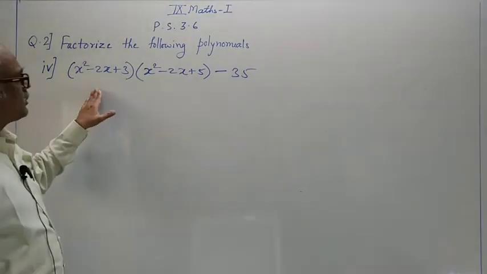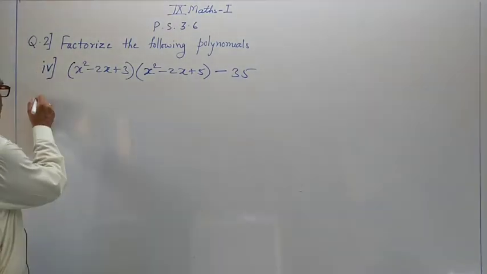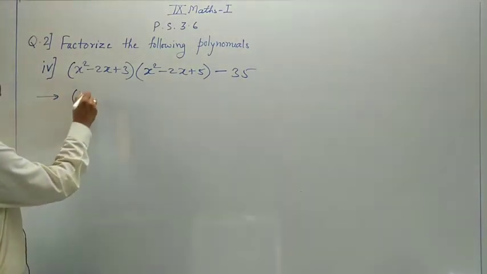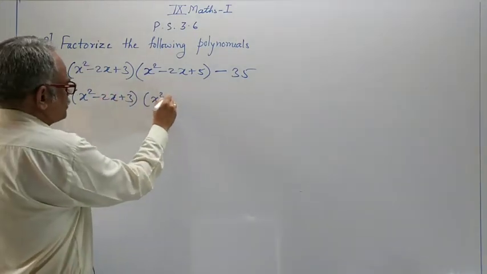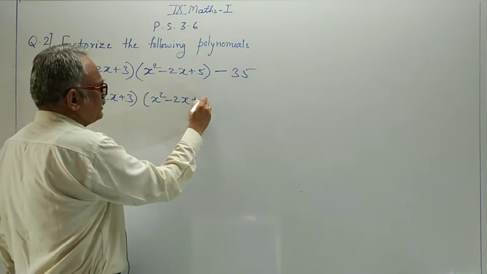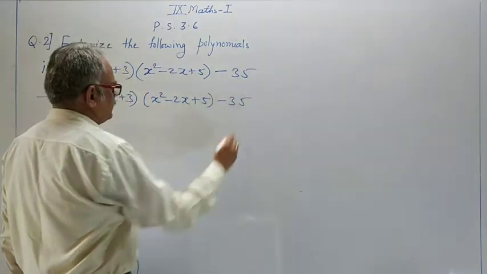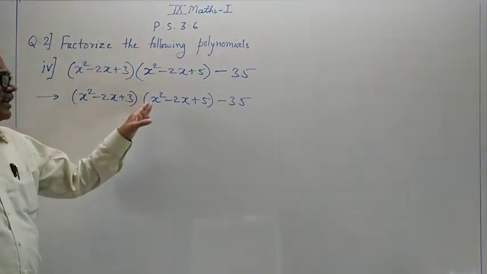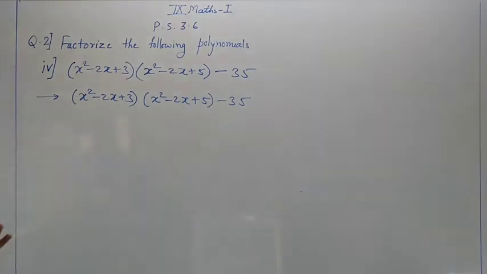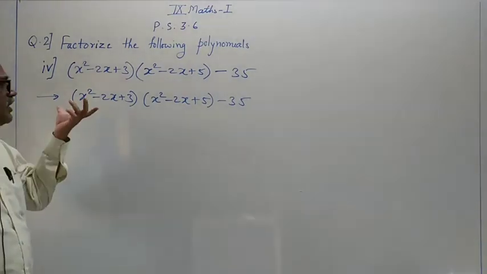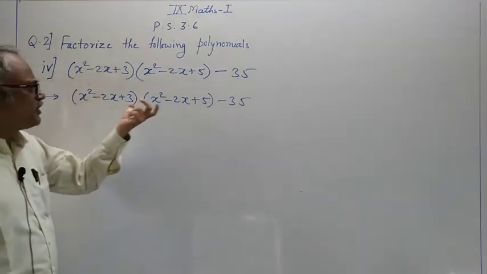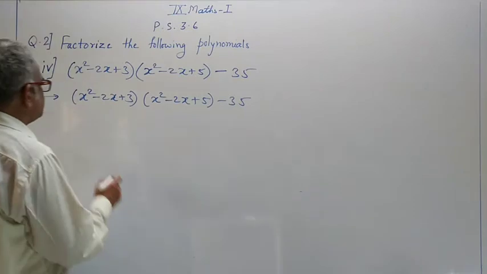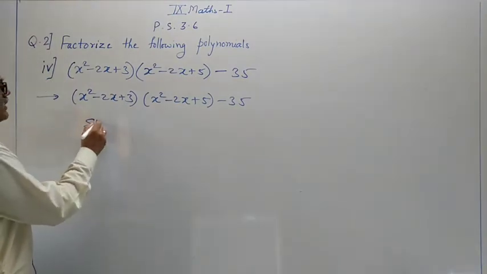Now a similar question: (x² − 2x + 3)(x² − 2x + 5) − 35. If we multiply x² it becomes x⁴, so we are not going to multiply because we know how to factorize only quadratics. Here we have to use the substitution method. For this part, x² − 2x, which is common, assume it as m.